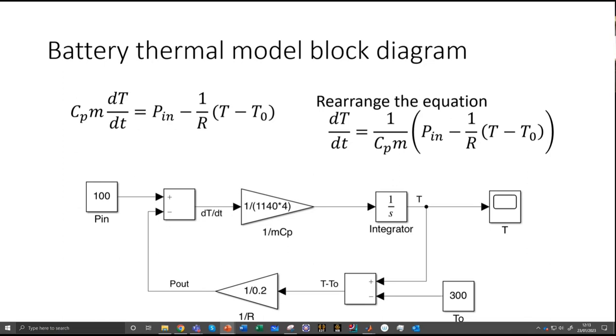And this is the equation, and what I've done is I've just substituted the loss with the temperature difference divided by resistance. And if you arrange that equation, divide by Cpm, you get this equation, dT equals 1 over Cpm times Pn minus 1 over R times T minus T naught. And that equation you can translate into this graphical diagram.